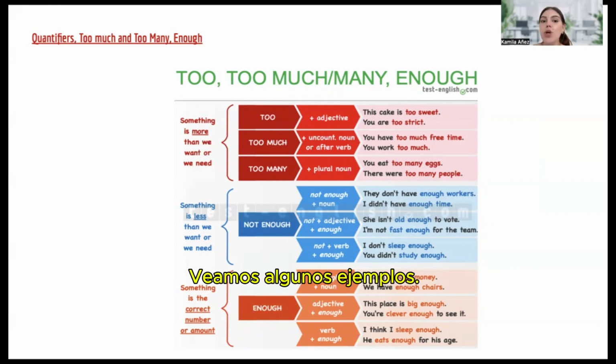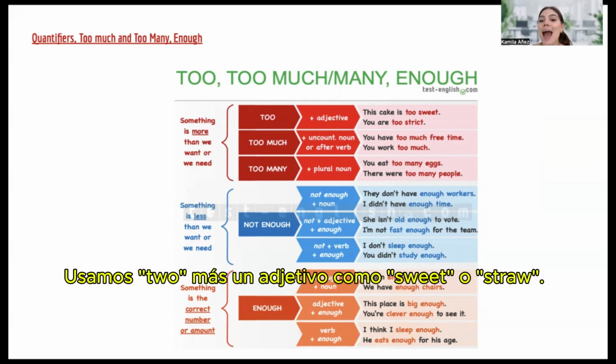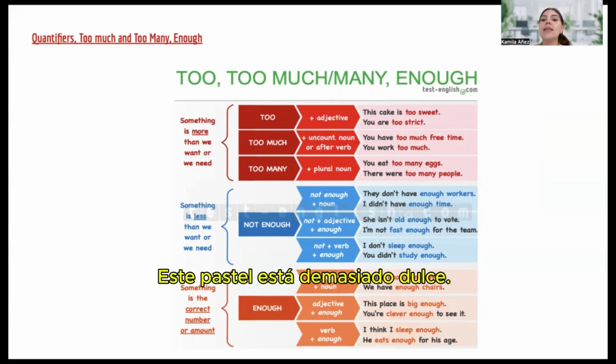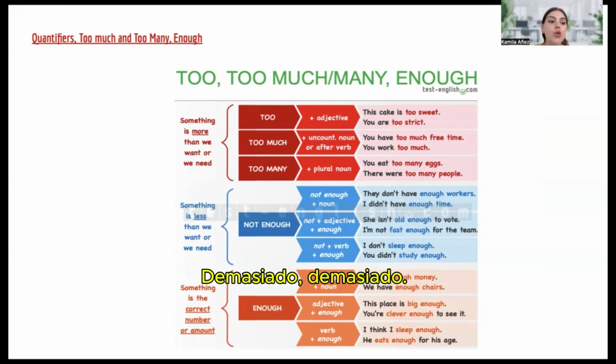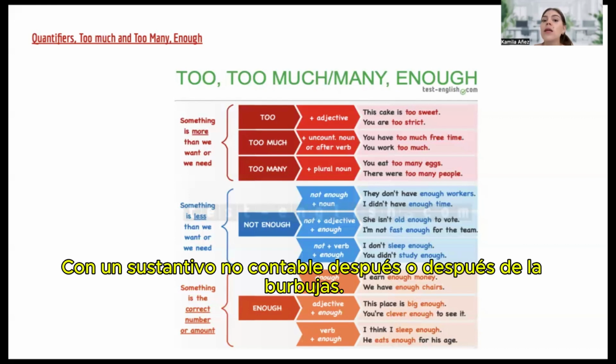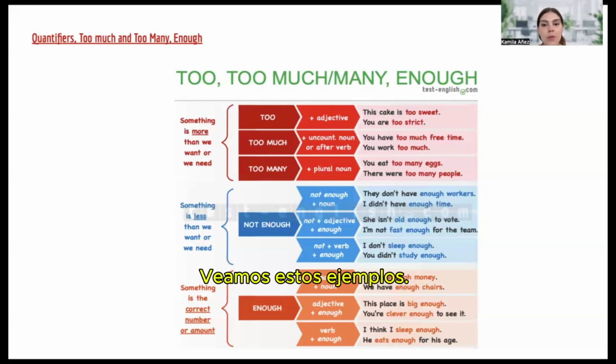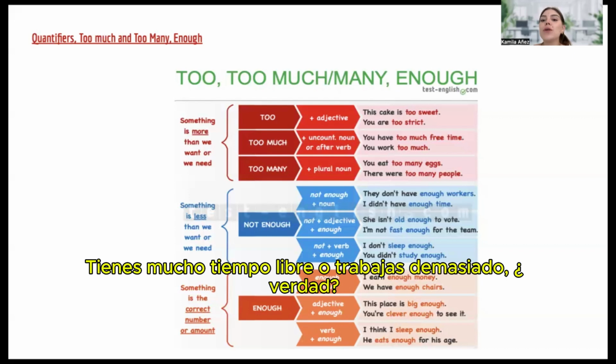Let's see some examples. We use too plus an adjective, as in: this cake is too sweet. You are too strict. Let's see the next one. Too much, we can use it with uncountable nouns and after a verb. Let's see these examples. You have too much free time, or you work too much, right?